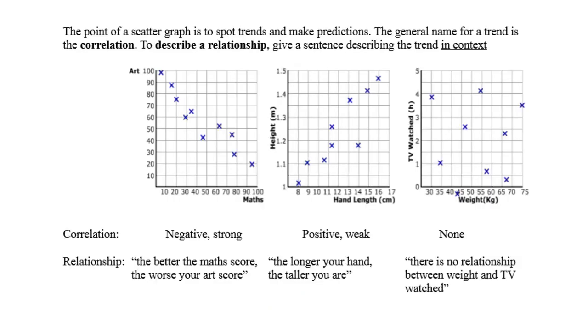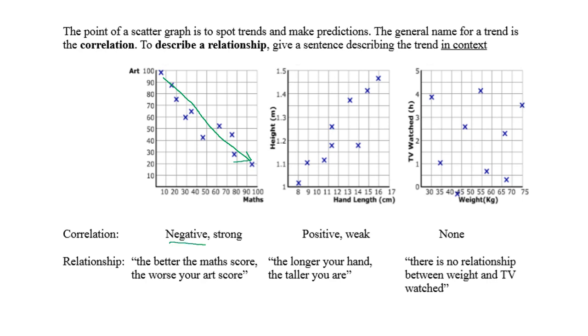Now the language that we use here is obviously important. In GCSE, they refer to these patterns, these trends, as correlations and relationships. Correlation is just basically saying which way is the data going. We can see on our first graph the data is going downwards. This is a negative correlation.